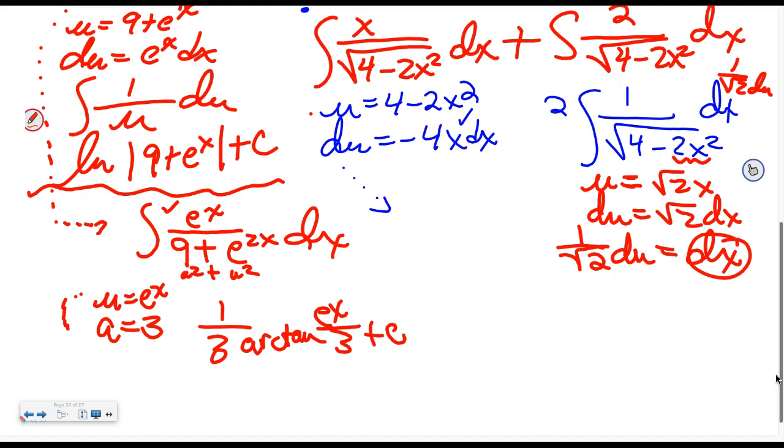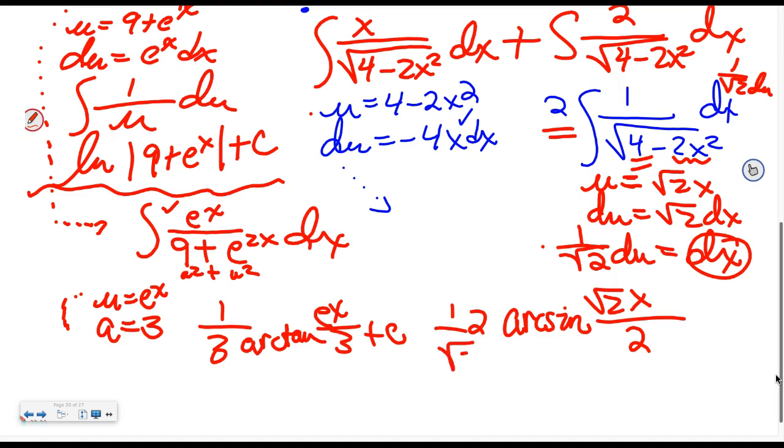Now I'm ready to do the model. This would be arcsine, u over a. What's my a? It's a 2, right? And then I also have the 2 out front that I pulled because it was part of my constant. And then I also need to have my 1 over root 2 fraction correction. And then plus C, and we're done.